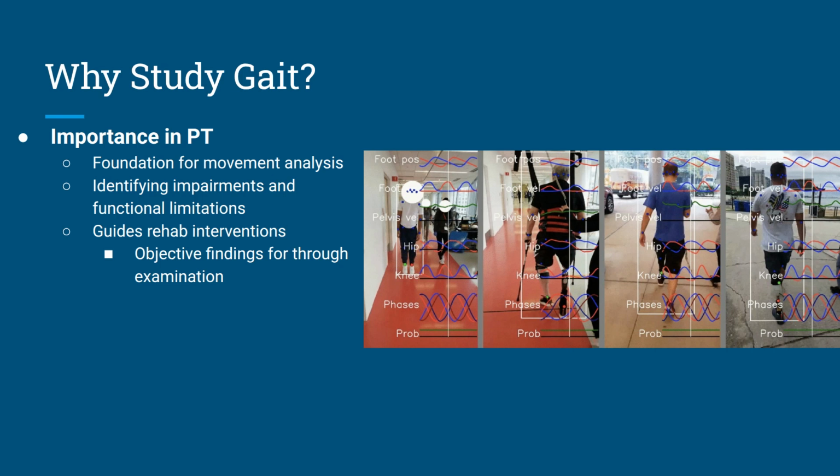Gait analysis also allows us to see compensation patterns. The body will always choose a strategy that allows it to keep moving, even if that strategy is ineffective or damaging over time. The body prioritizes movement over perfection.